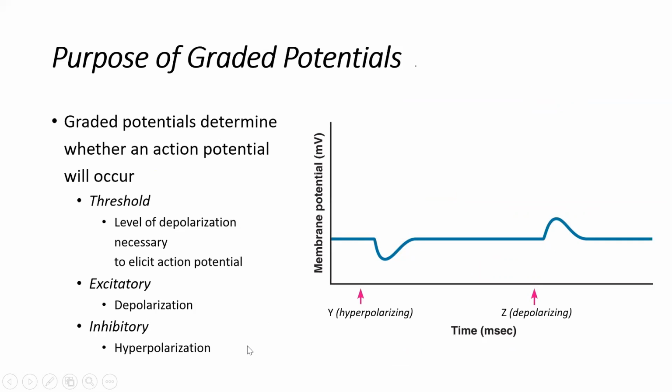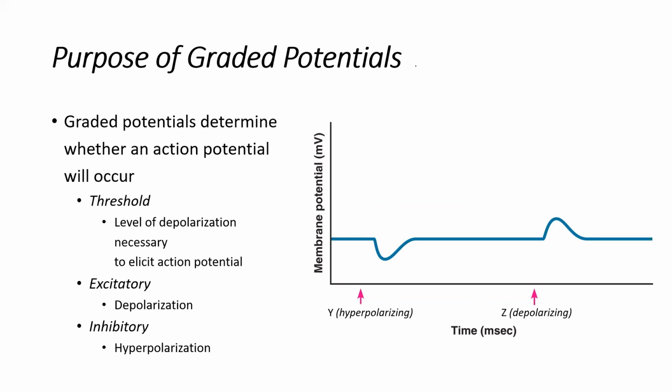Graded potentials are really about determining whether or not we have enough of a membrane potential change to get us to threshold so that we can fire an action potential. So it's really about adding or analyzing or determining how strong these smaller membrane potential changes are and whether or not they get us to that threshold value. And so beyond that point, we must fire an action potential as long as we pass that threshold value.